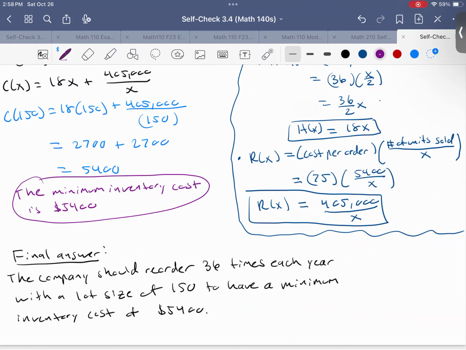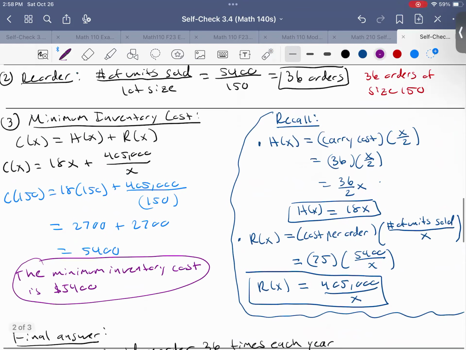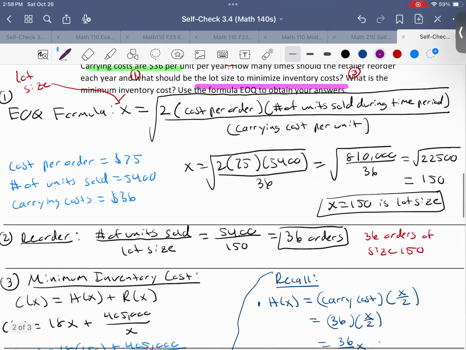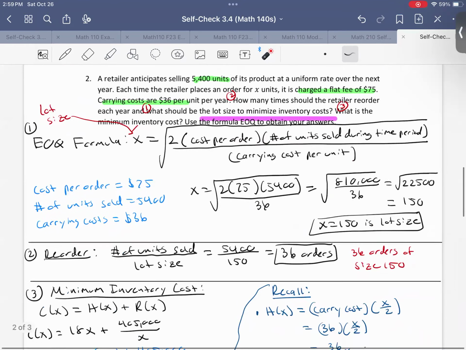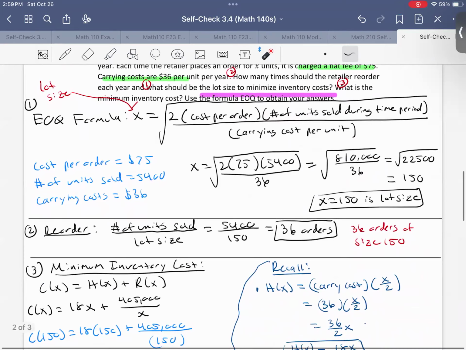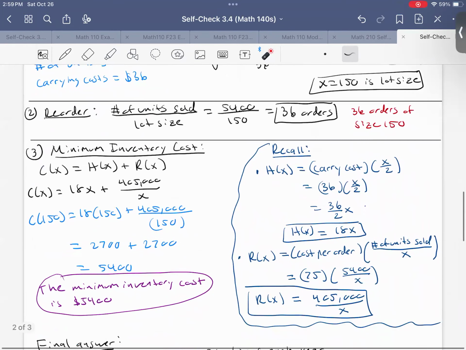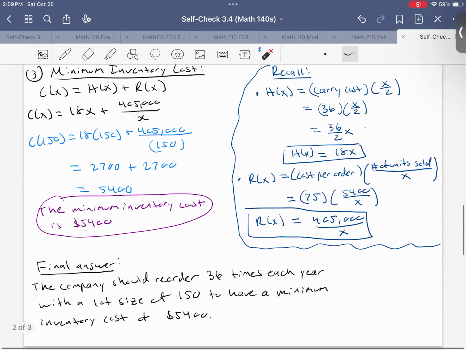But here's each question individually for each part. This is using the EOQ formula to streamline the process instead of the long-winded one we did prior. But that's it for this self-check example, and I'll see you next time.